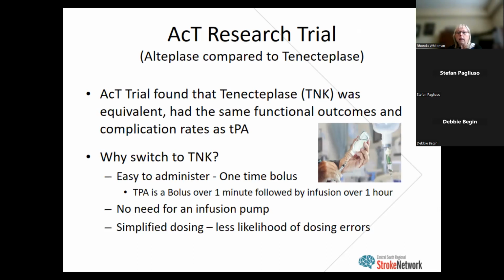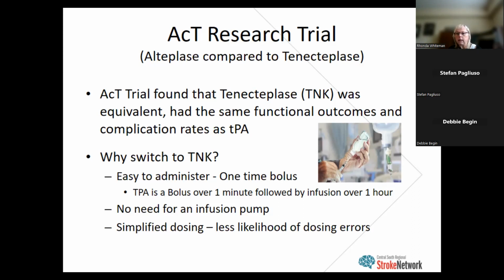What we know is TPA or alteplase requires a bolus over 1 minute, followed by an infusion over an hour. It requires an infusion pump, requires checking with 2 nurses. It has a very detailed dosing chart, whereas tenecteplase is a one-time bolus. And again, it's just a one-time bolus that's administered.